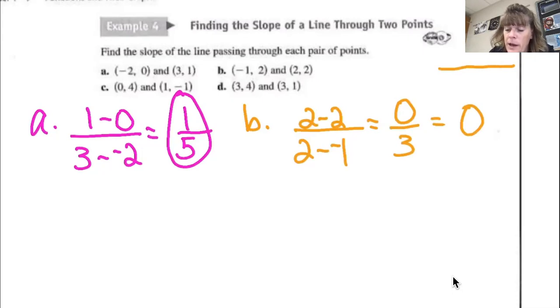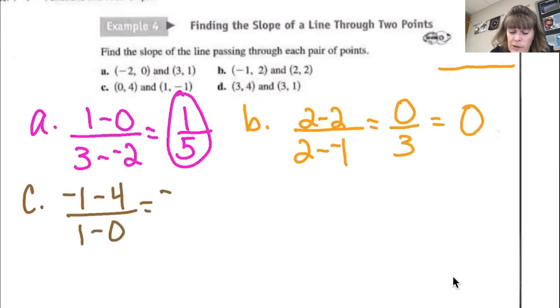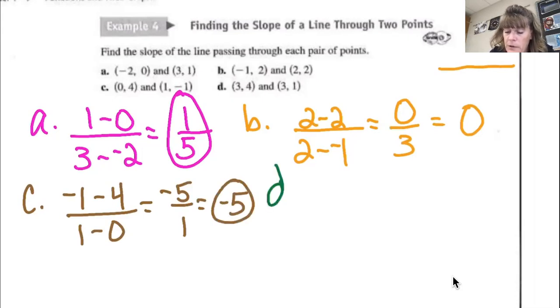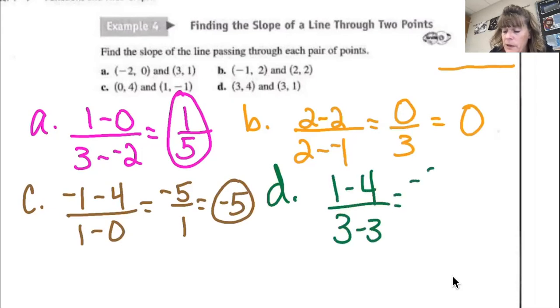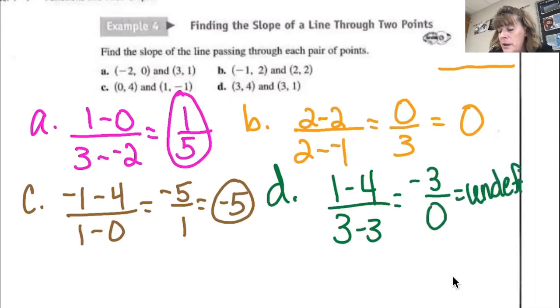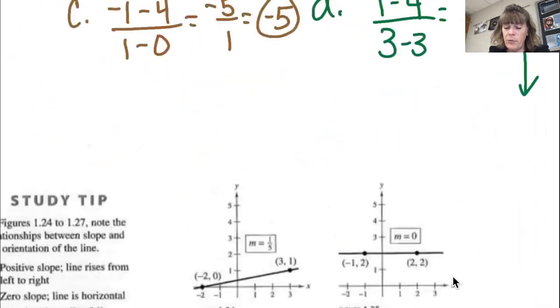And then we have negative 1 minus 4 over 1 minus 0, which would be negative 5 over 1. So negative 5. And then we would have 1 minus 4 over 3 minus 3, which is negative 3 over 0, which is undefined. So whenever the denominator is 0, that's undefined. This refers to a vertical line, and that's why it has an undefined slope. Okay, so that was example 4.